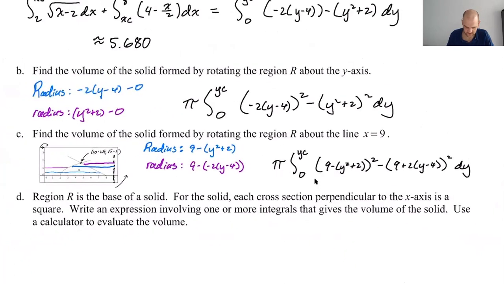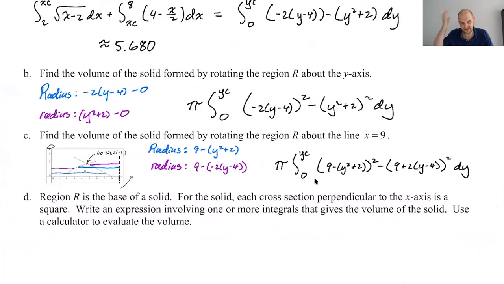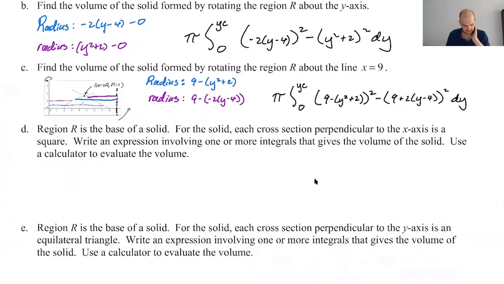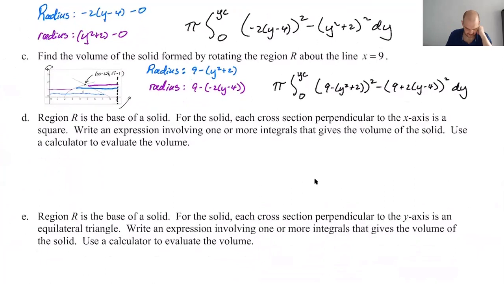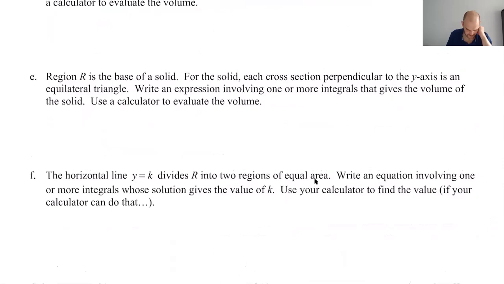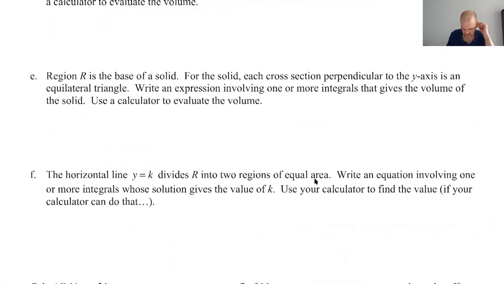All right, eventually I'm going to use a calculator on these, but it doesn't really help much. Region R is the base of a solid. For the solid, each cross-section perpendicular to the x-axis is a square. Write an expression involving one or more integrals that gives the volume of the solid. Use calculator. Okay. Then, R is a region perpendicular to the y-axis. Okay, and then horizontal line y equals k.